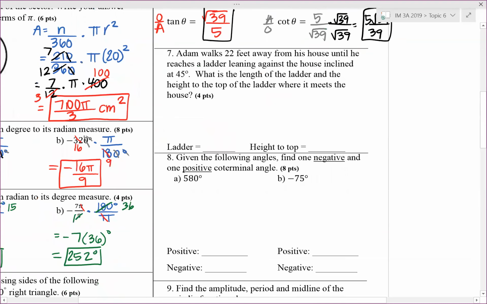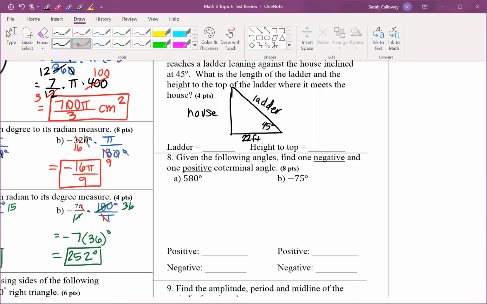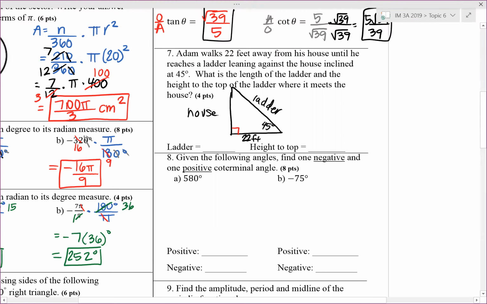For problem 7, Adam walks 22 feet away from his house until he reaches a ladder leaning against the house, inclined at 45 degrees. So if I have a house, and then Adam walks 22 feet, and there's a ladder that's inclined at 45 degrees, what I have then is a 45, 45, 90 right triangle.